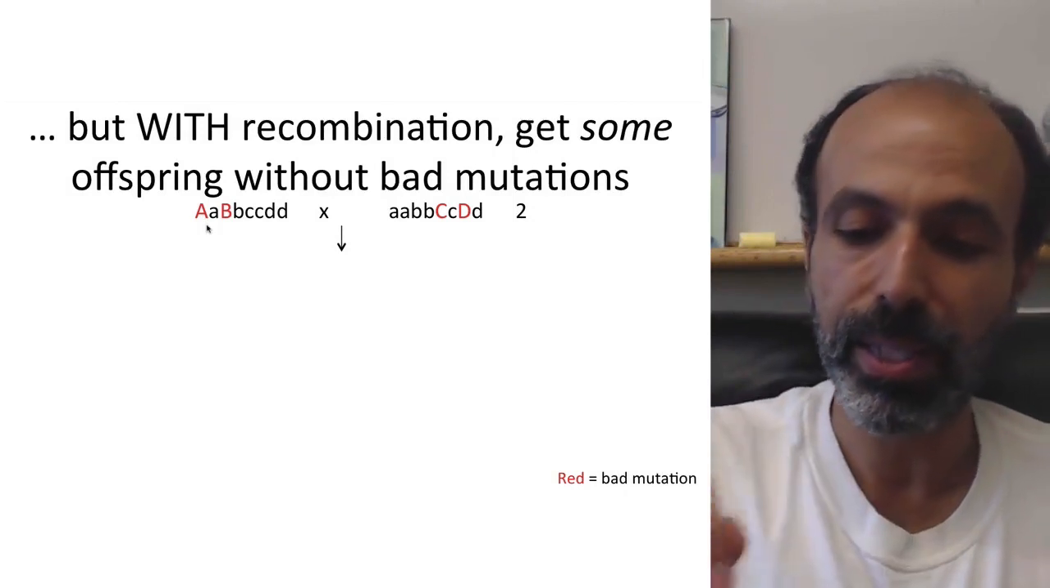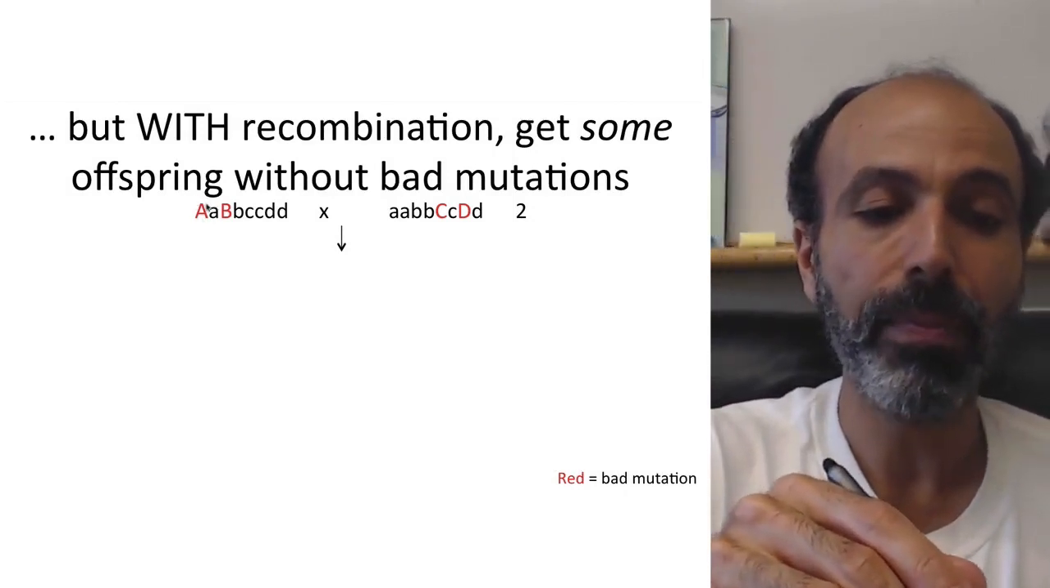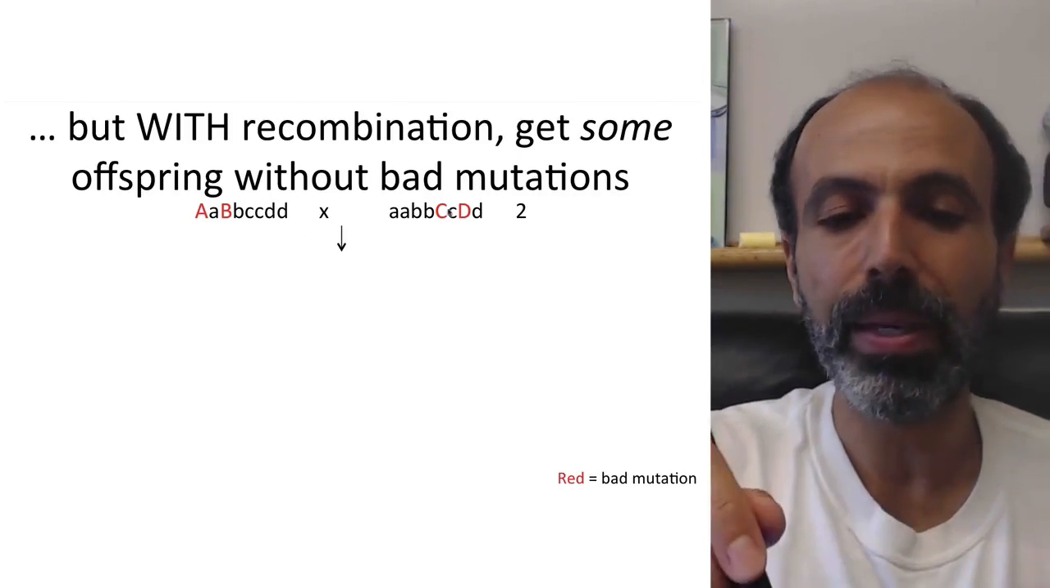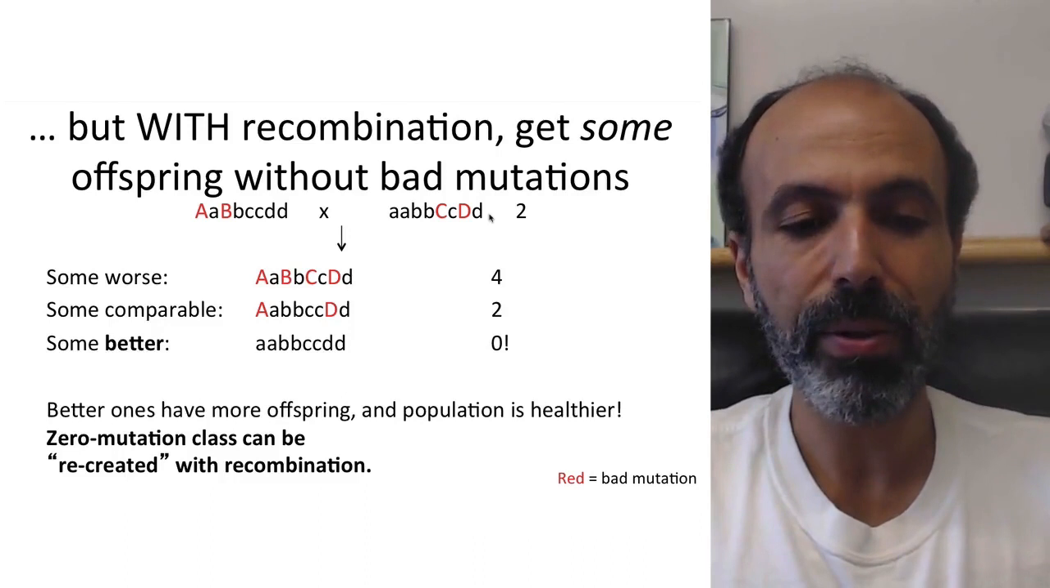This one has, in this case, the red indicating a bad mutation rather than a good one. So this one has a bad allele at A, a bad allele at B. This one has a bad allele at C, a bad allele at D. Well, we cross them together.